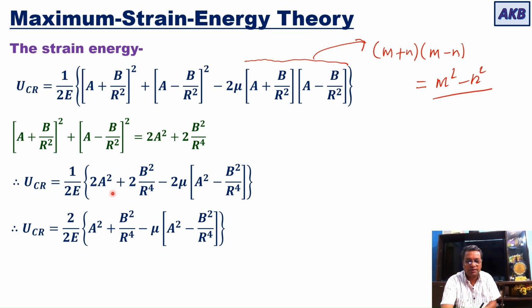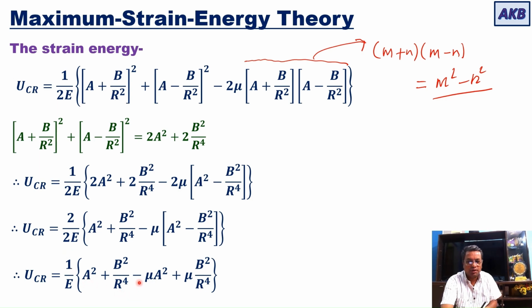So 2 is taken out of the bracket because it is present in every term. Then UCR is equal to 1 upon E, 2 will get cancelled, into A square plus B square upon R raised to 4 minus mu into A square plus mu into B square upon R raised to 4. So mu is multiplied with each term in the bracket. You get this.